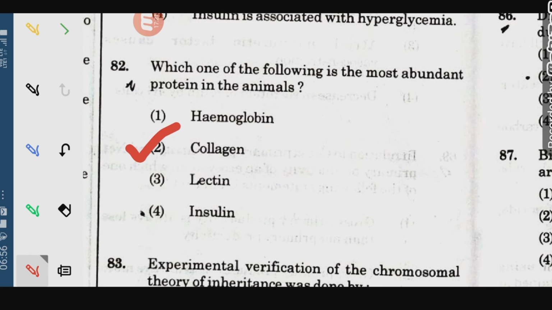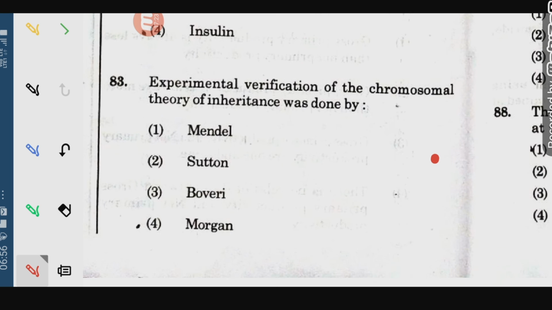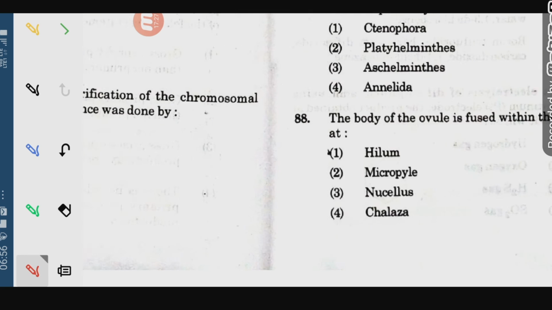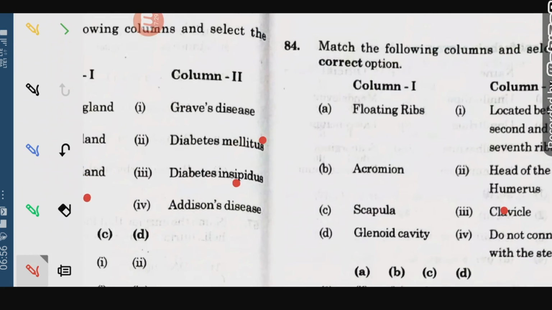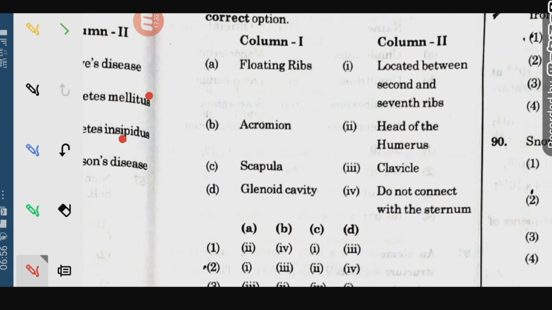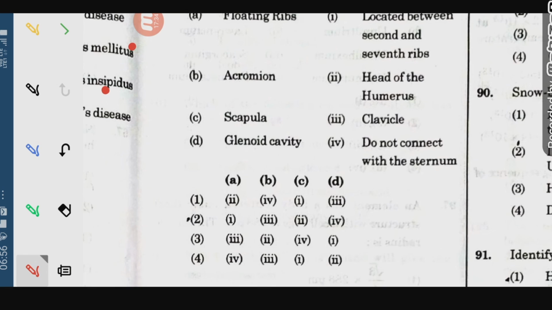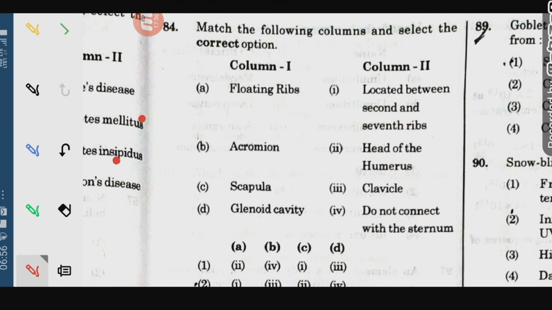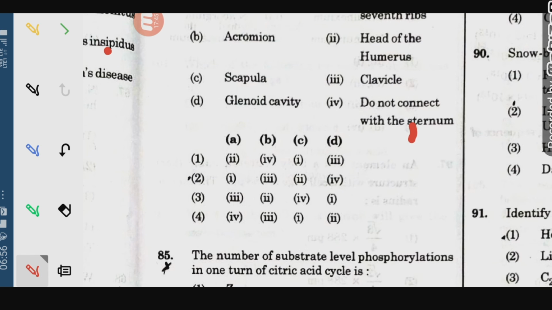Then this one, floating ribs, scapula, glenoid cavity. What would be the correct answer? Floating means floating ribs never connect with the sternum. So A must be matched with the fourth point. It does not connect with the sternum. This is the correct one. So even by looking at the first option, we can answer this question.